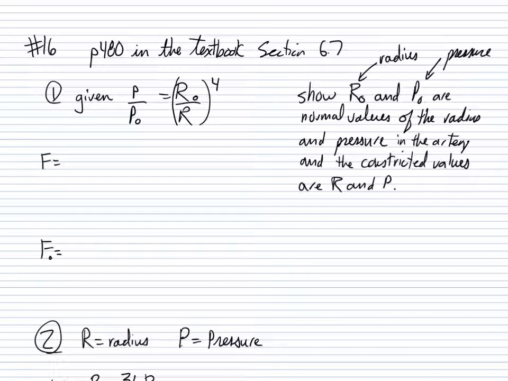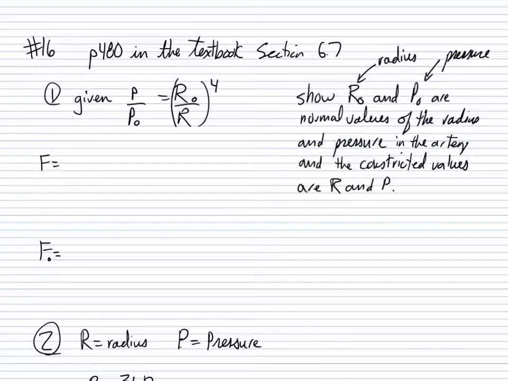Use Poiseuille's law to show that if R0 and P0 are normal values of the radius and the pressure in an artery, and the constrictive values are R and P, then for the flux to remain constant, P and R are related by equation number 1 that you can see right there. So the first step of this problem is demonstrating that Poiseuille's law can give us this equation.